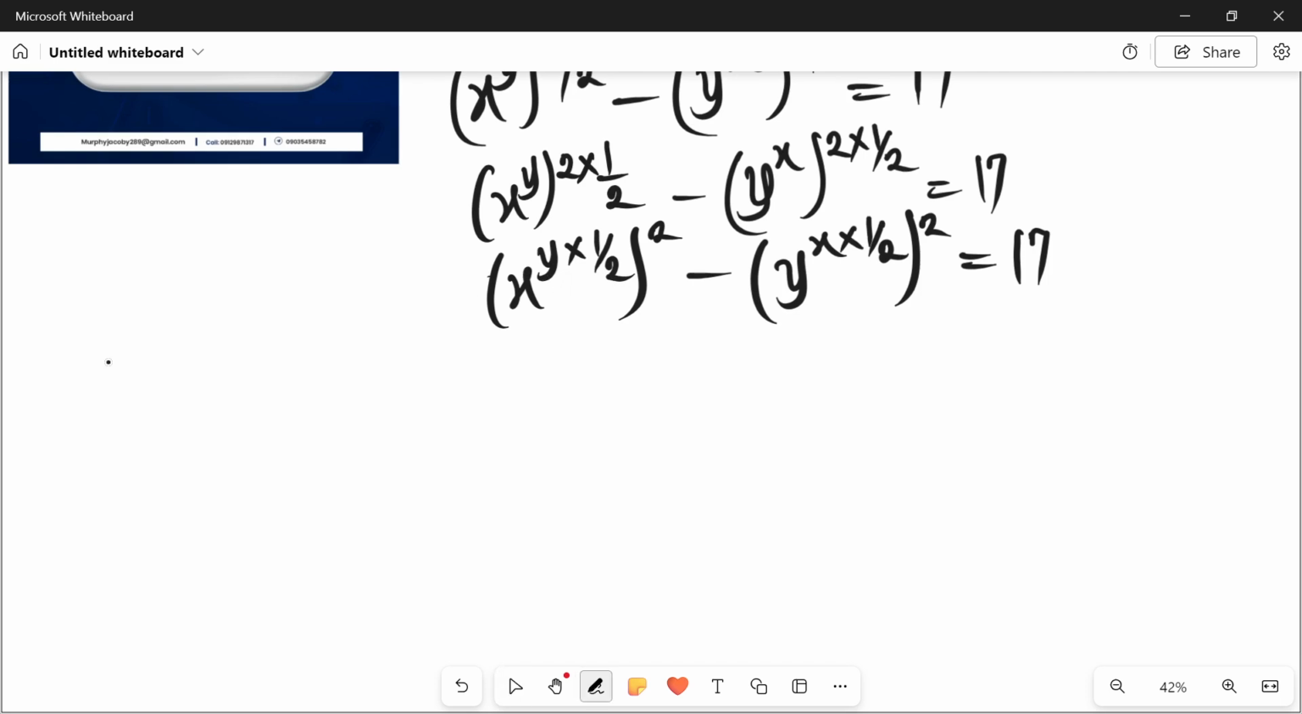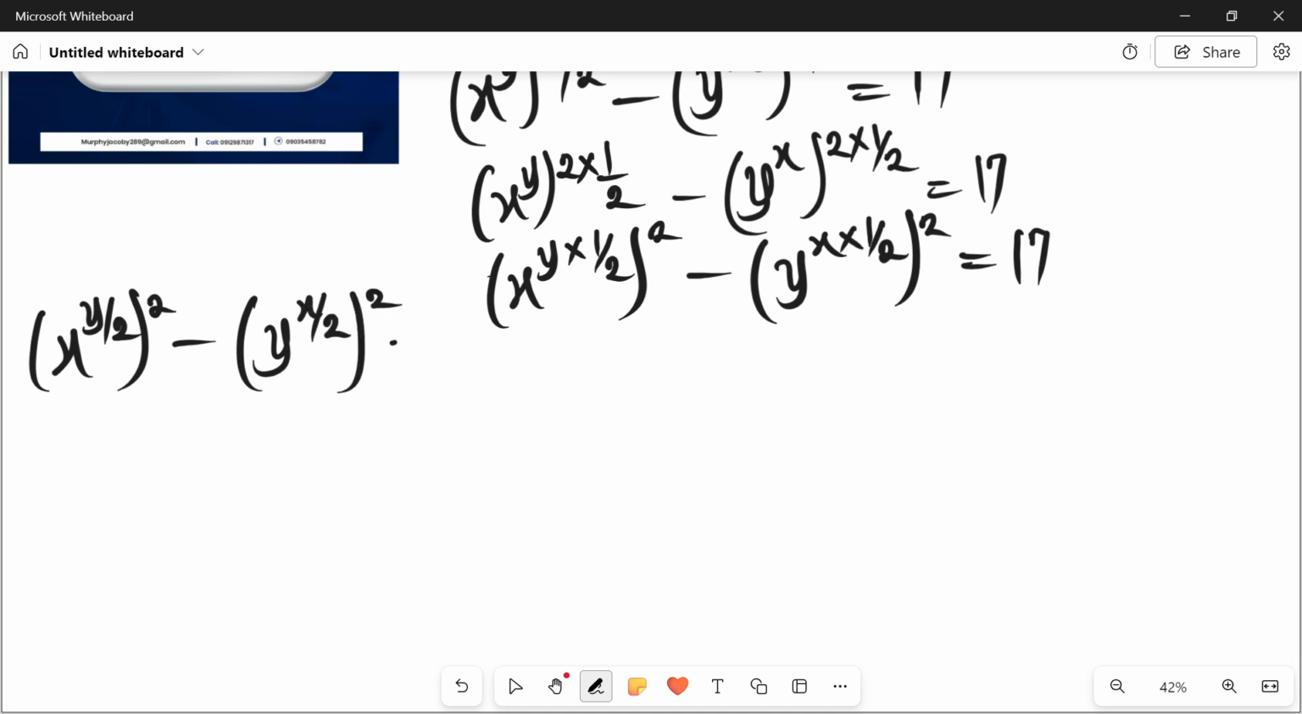Now, y times 1 over 2 is obviously going to be x to the power of y over 2. And don't forget that your 2 is outside. And then, of course, (y to the power of x over 2) all to the power of 2 is going to be equals to 17. Now, moving on.